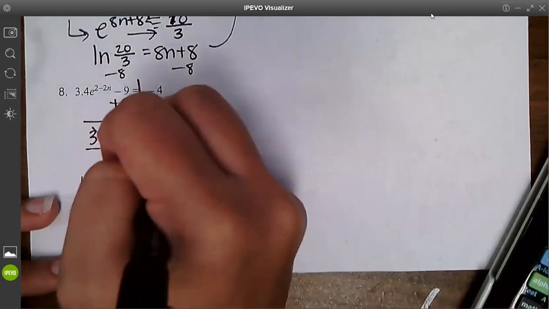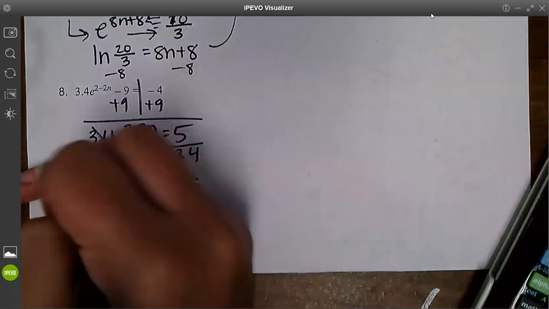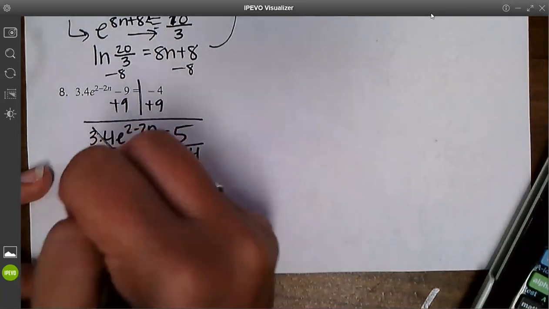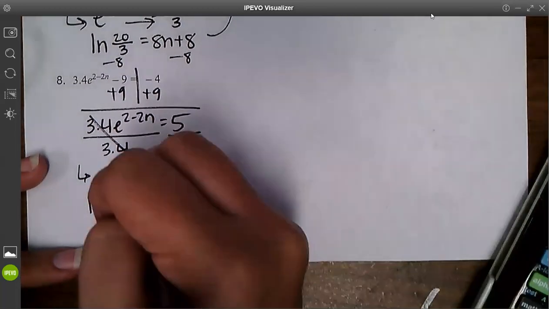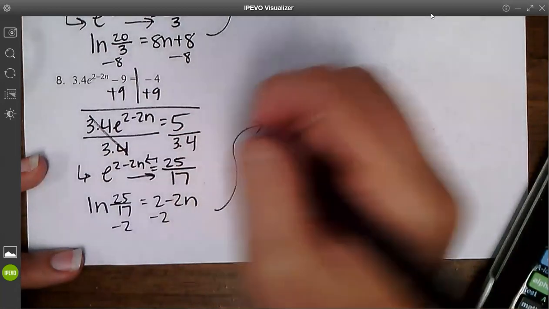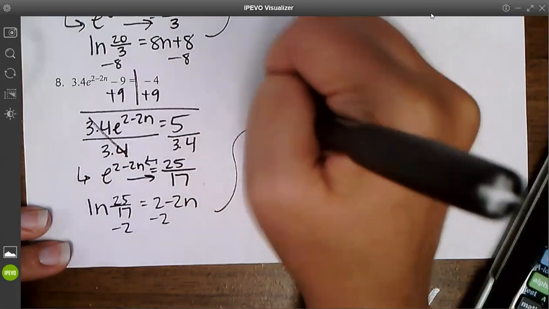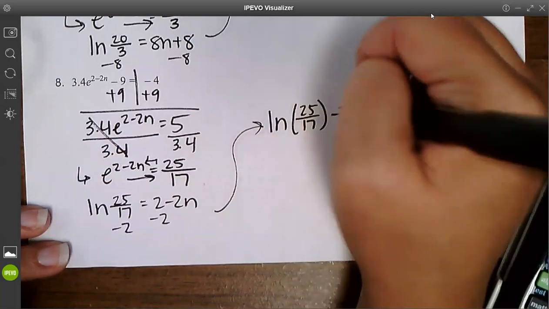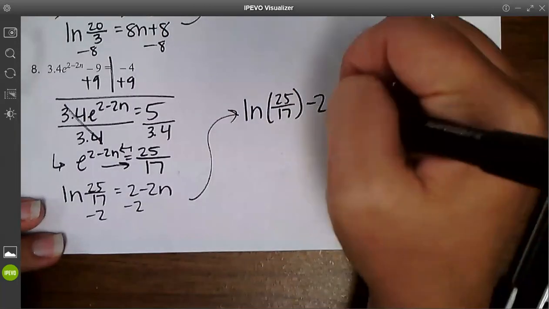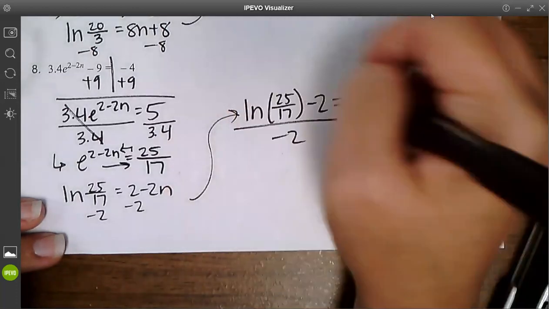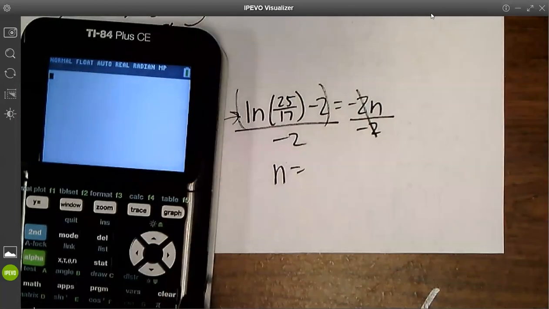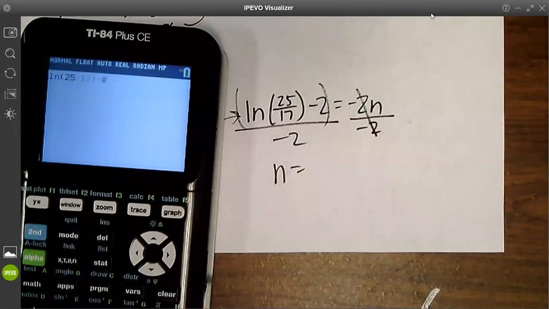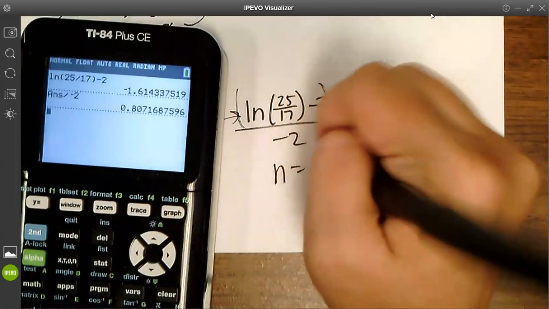Convert to logarithmic form. It's base e, so I know it's going to be the natural log of 25/17 equals 2 minus 2n. Subtract 2 from both sides. You have the natural log of 25/17 minus 2 equals negative 2n. Divide both sides by negative 2. And in my calculator, I have the natural log of 25/17 minus 2, divided by negative 2, 0.807.